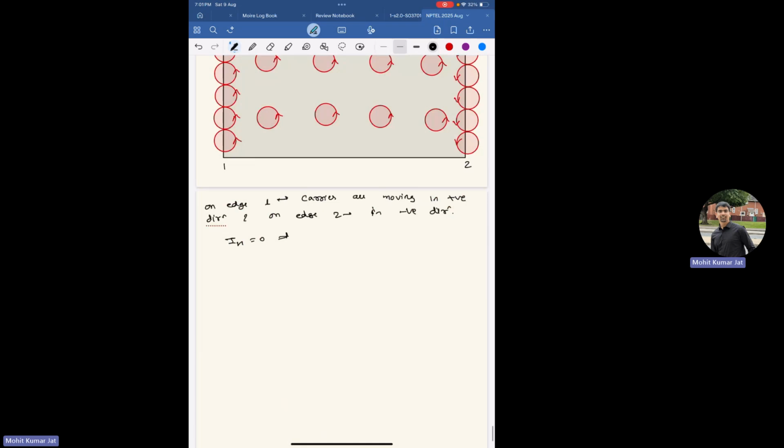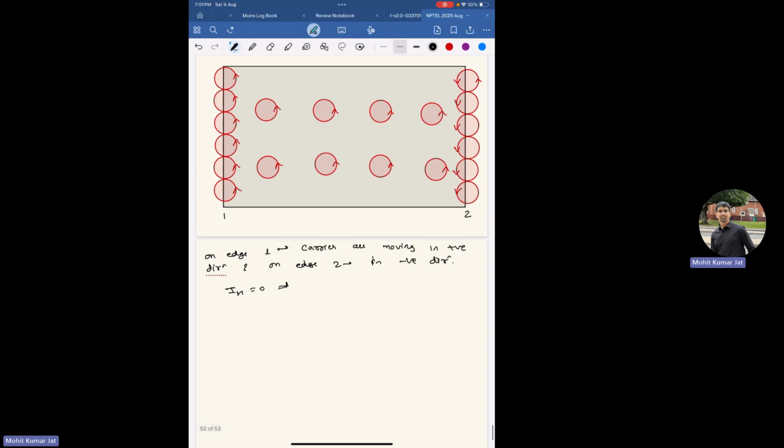Now coming to the edges, you see these bounces. Since carriers are not allowed outside the edge of your sample, what will happen? Whatever you see outside will go away.